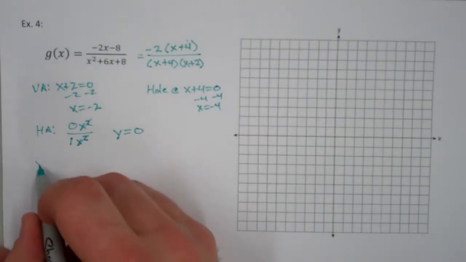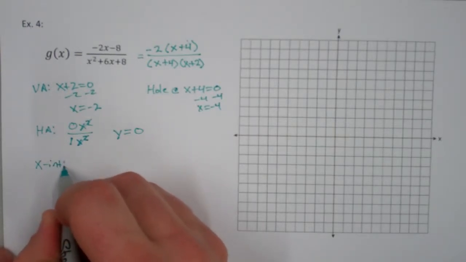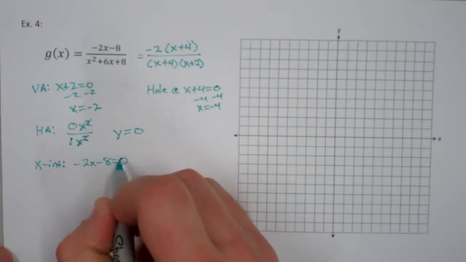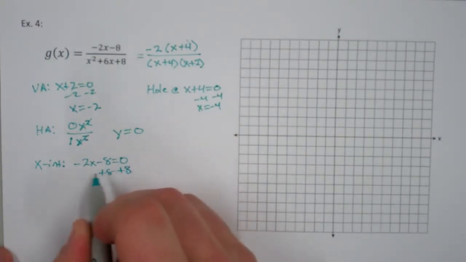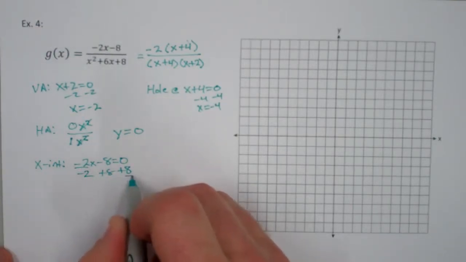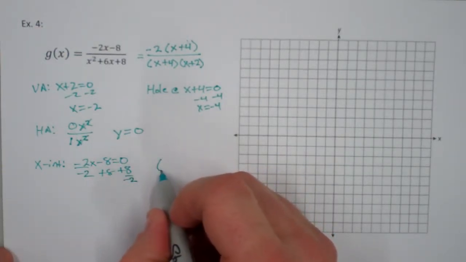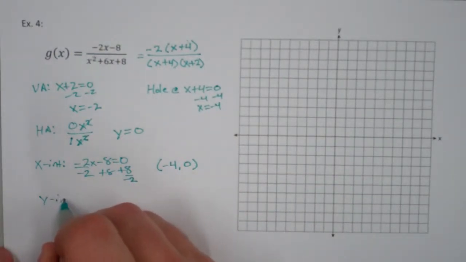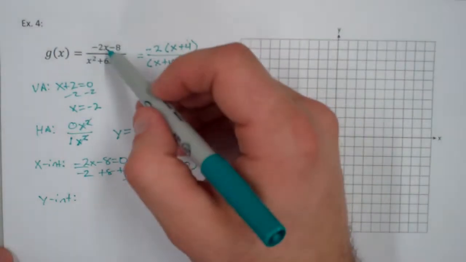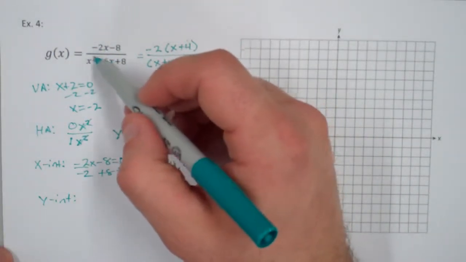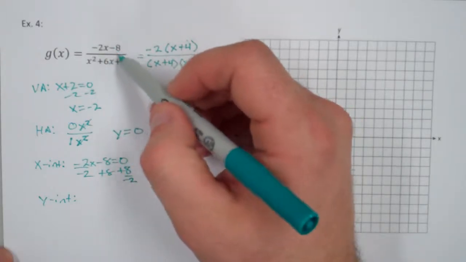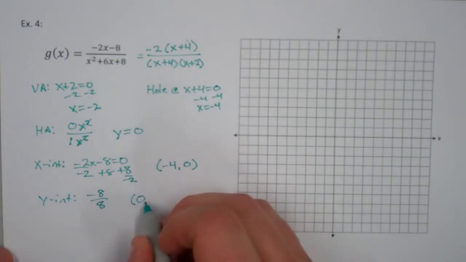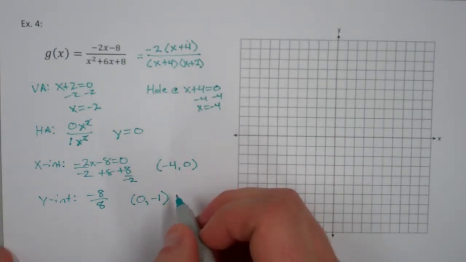To find the x-intercepts, or x-intercept, just set the numerator equal to 0. So we'll add 8 here, and then we'll have to divide by negative 2. So we get negative 4 comma 0. For the y-intercept, this time all the x's will be 0, so this negative 2x is gone, x squared is gone, and 6x is gone. We just have negative 8 over 8, and so that y-intercept is going to be 0, negative 1.